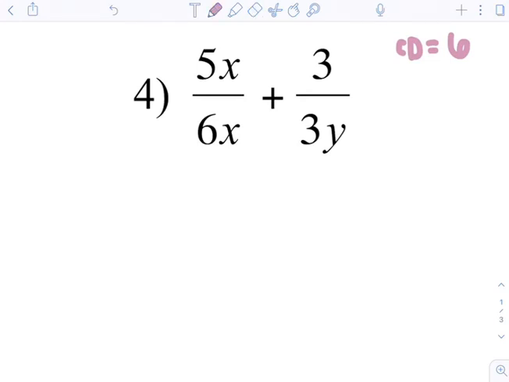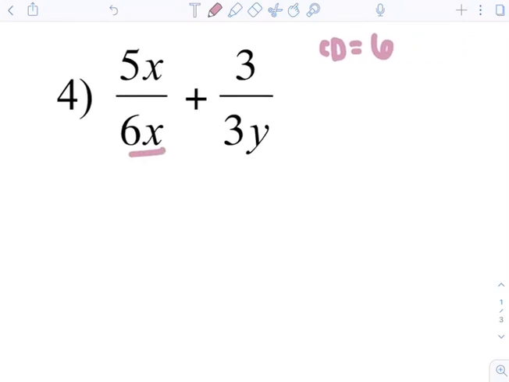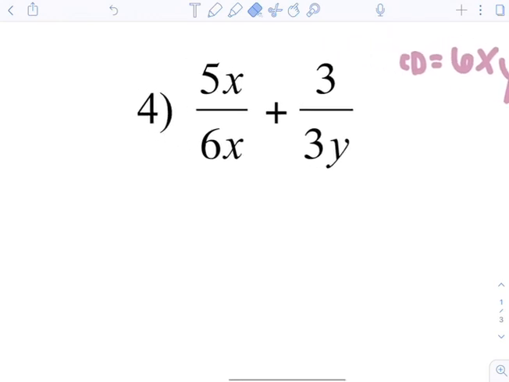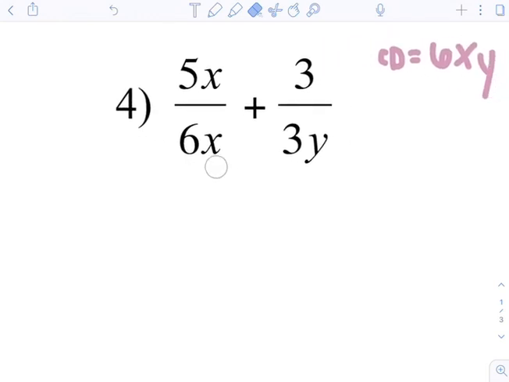So I could make them match at 6, and since this one has an x, I need an x in my common denominator, and since this one has a y, I need a y in my common denominator. They need to have the same variables. You can't get rid of them. You can only add on to them. So once you figure out what your common denominator is, you need to ask yourself, how could I change this denominator to look like this denominator?